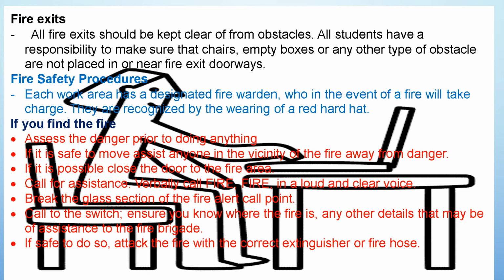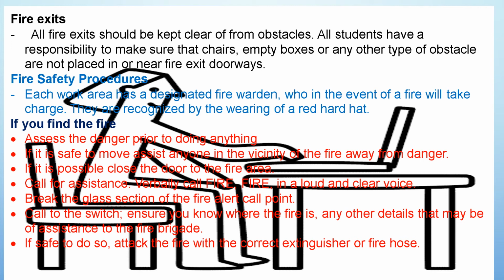Call for assistance. Verbally call "fire, fire" in a loud and clear voice. Break the glass section of the fire alert call point. Call the switchboard. Ensure you know where the fire is and any other details that may be of assistance to the fire brigade. Details could be the size of the fire, cause, or type of fire, any people hurt or trapped, and whether anyone has tried to put it out.